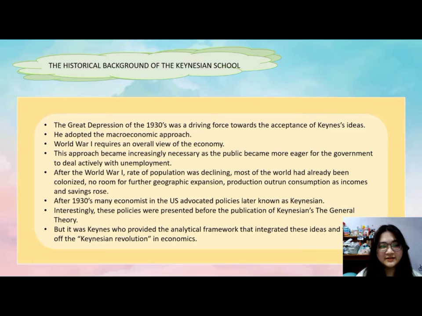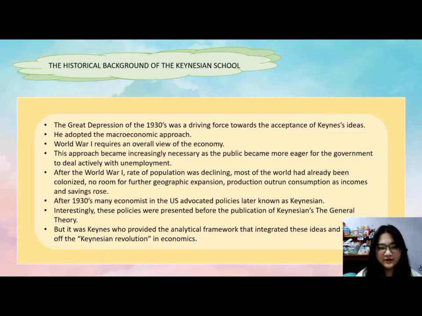Next, I'll present the historical background of the Keynesian school. The Great Depression of the 1930s was a driving force towards the acceptance of Keynes' ideas. He adopted the macroeconomic approach. World War I required an overall view of the economy. This approach became increasingly necessary as the public became more eager for the government to deal actively with unemployment.